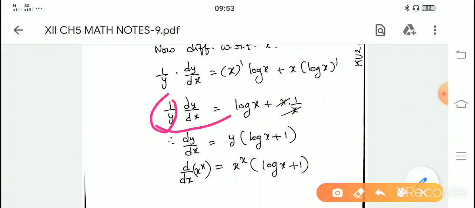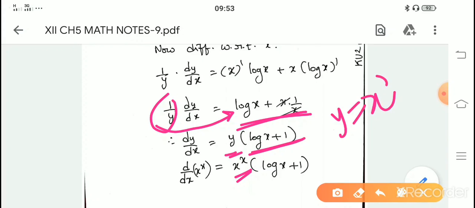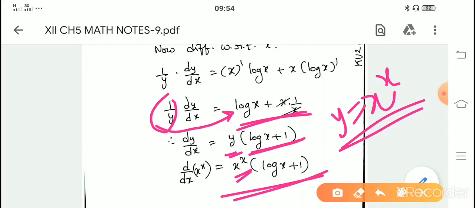Then you get 1 by y there, no? You send it to this side. So it is y into the whole thing I get here, log x plus 1. But what is y? I assumed y is equal to x power x before. I just substitute x power x into log x plus 1, which is the derivative of x power x. Finally, we got to know the derivative of a variable power variable function, that is x power x into log x plus 1.